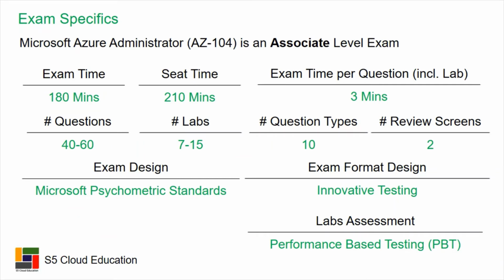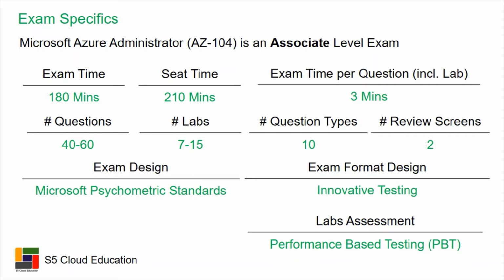Let us look at the exam specifics. First of all, AZ-104 is a Microsoft Associate Level exam which automatically qualifies it for some fundamental design. The exam time is around 180 minutes while seat time is around 210 minutes. The extra 30 minutes is for you to provide feedback or response on the questions you marked for review and comments. Never write your reviews or comments during the first 180 minutes for any question.